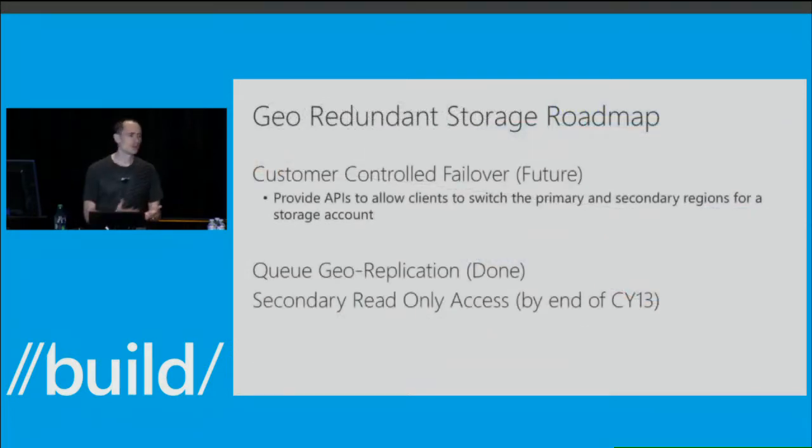Now, where do we want to go with this? Where we're headed is that we want to give customers control over this failover. We want to expose an API for customers to basically say, fail me over now, switch my primary from US West to US East. We want to give that control. On the way to that, there's two features we've been working on for this calendar year. One is making sure we have all queues geo-replicated, and that's done now for Build. The other thing we're looking at delivering by the end of this calendar year is read-only access to the secondary location, and that's what I'll be talking about now. After we ship that, we'll be looking at providing the customer-controlled failover in the future.